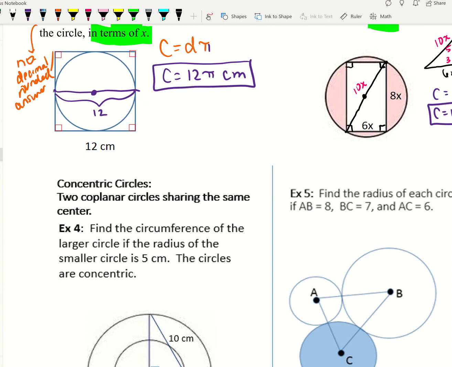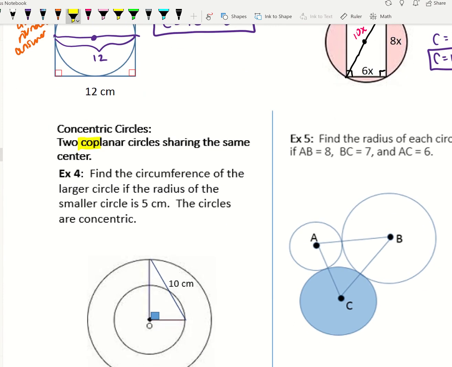Two concentric circles are two circles. It can actually be more than two. They have to be in the same plane, the same flat surface, and they share the same center. Con means with, centric means center. This means with the same center.